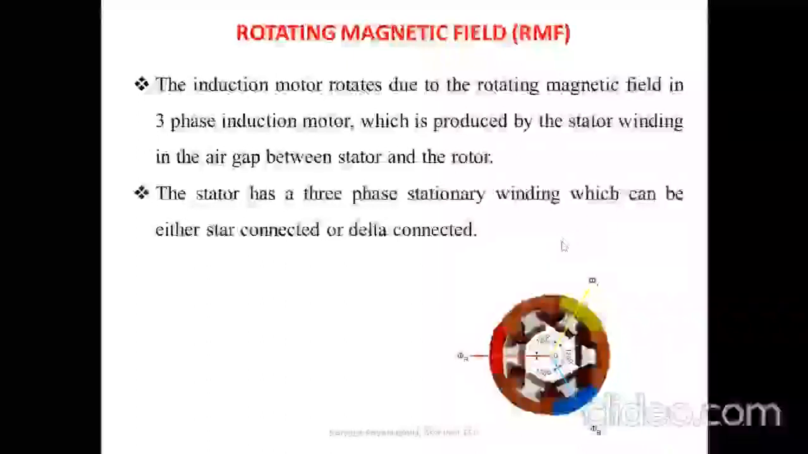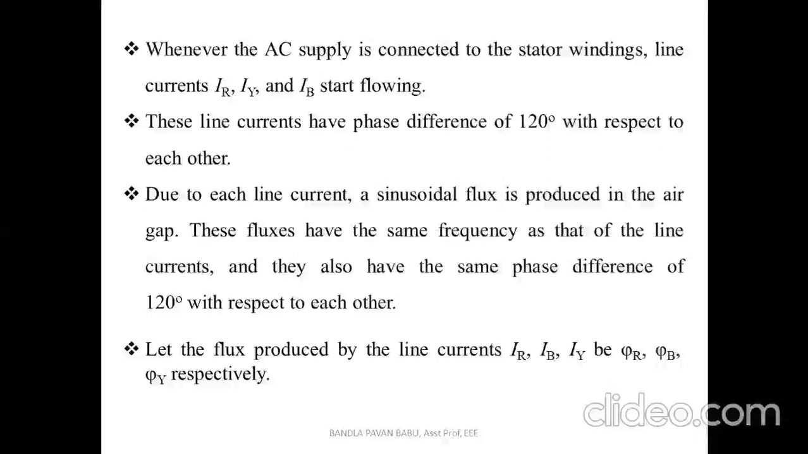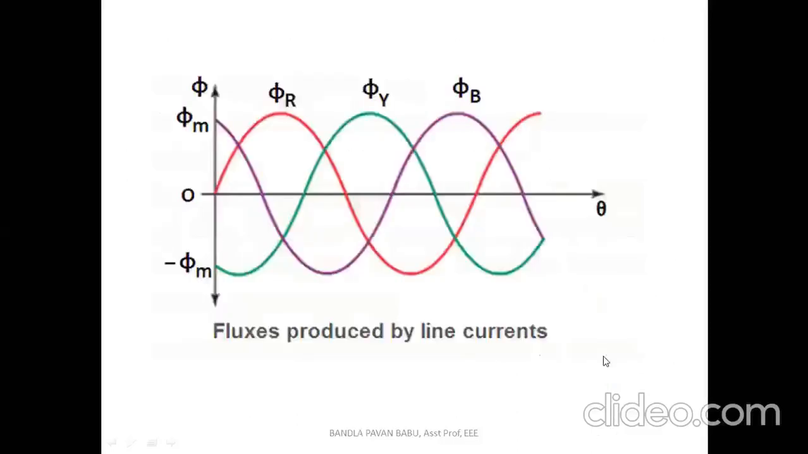In the stator part, the winding may be either star connected or delta connected. As soon as the three-phase supply is given to it, there exist phase currents IR, IY and IB, which are displaced by 120 degrees each. For this, the flux developed is phi R, phi Y and phi B. This is the input waveform fed to the three-phase induction motor stator winding. These are the fluxes developed, and they follow the input waveform, which is sinusoidal.